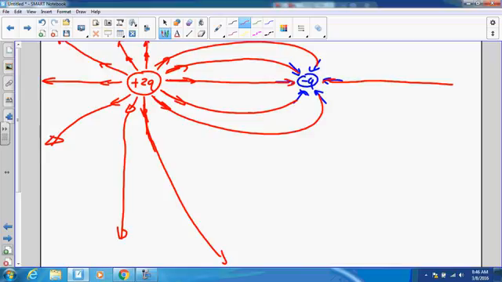Does that make sense? Yeah. So the field lines on the negative charge, why do they go in? Because the negative charge is negative. Yeah.